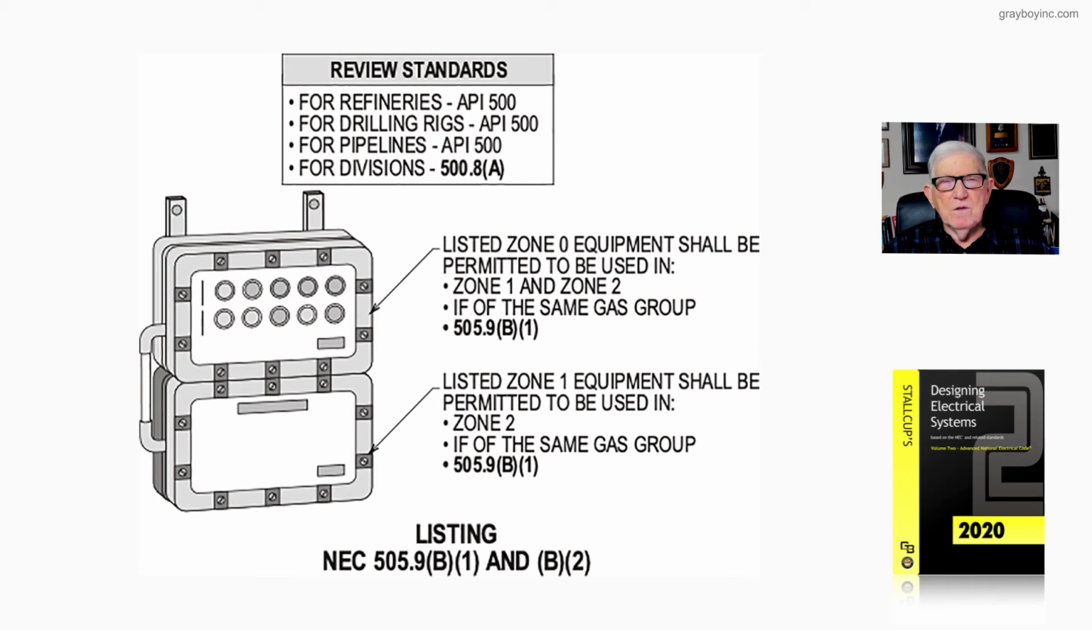Dropping down now to the next call out there, listed zone 1 equipment shall be permitted to be used in zone 2 if it is of the same gas group, again in accordance with 505.9B1. Now that's exactly what this illustration is illustrating, the listing of equipment and where this equipment could be used in a particular zone. And that's what this figure 21-64 is illustrating to the user of the NEC.